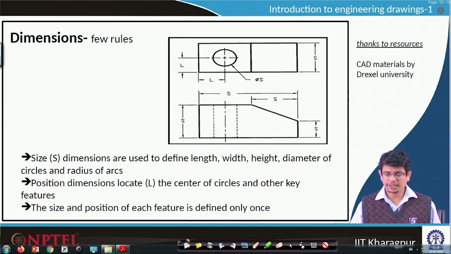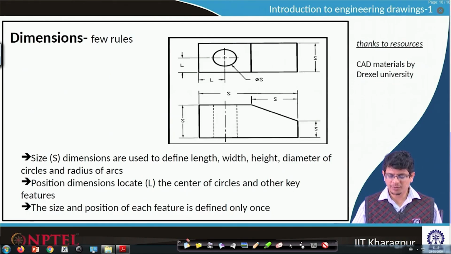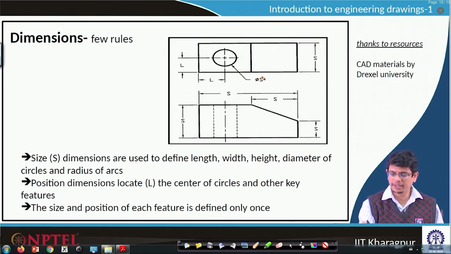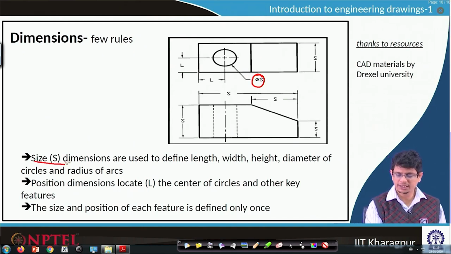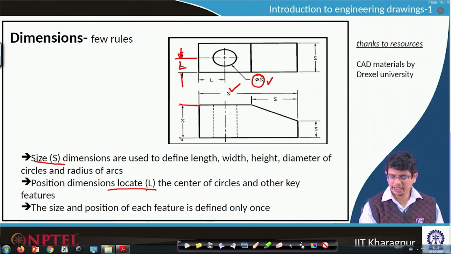Then we have tried to look at different rules for drawing lines, some of them about size, position, and how to represent them, and for example, if there are any diameters, how to represent them. So, here size is represented by the S symbol and position, location, we represent by Ls. This is size and this is location. The hole is at that particular location.